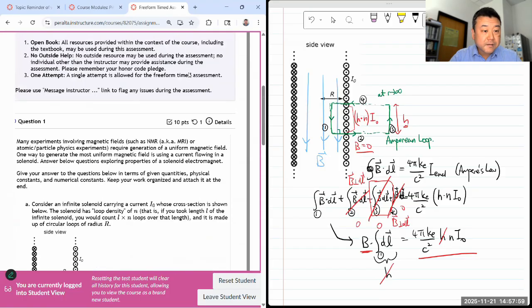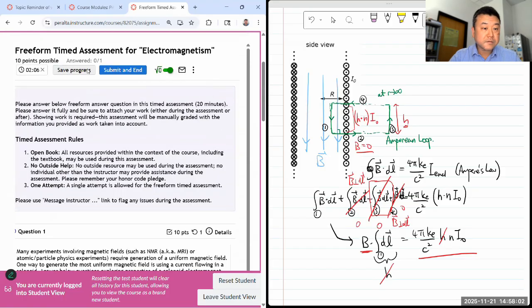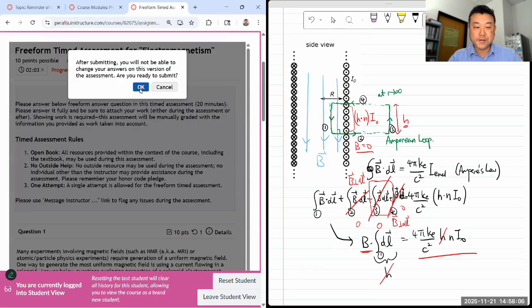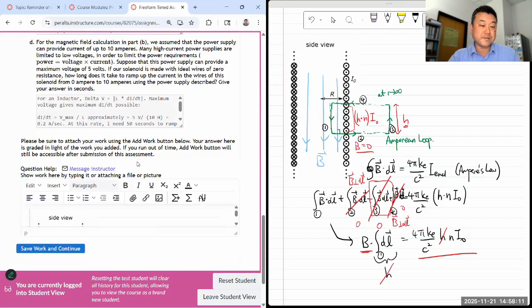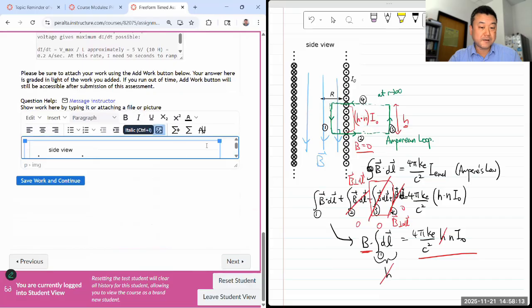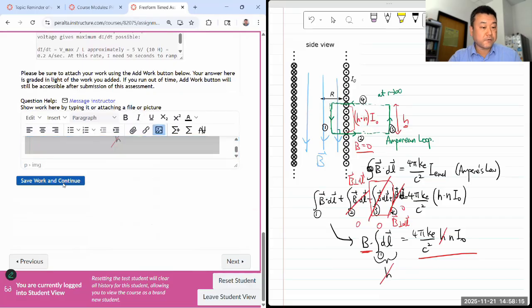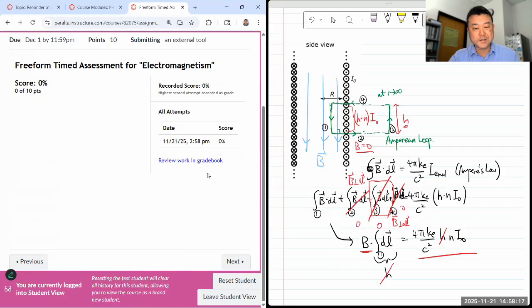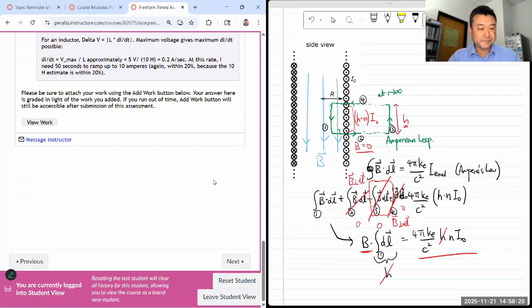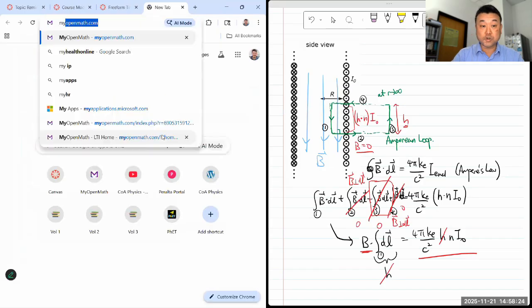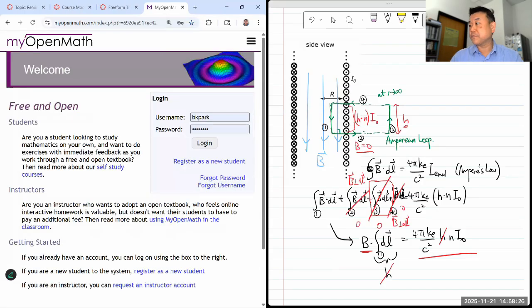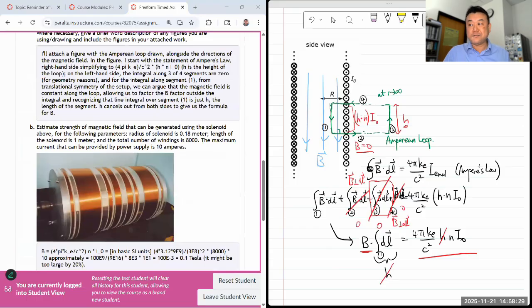I can't see my save progress. Yeah, submit and end. But I'll show you the answer key to make sure that I didn't make any serious physics mistake. So I did that. Yeah, so I can just save work and continue. It's going to be 0% because it's not due yet, so I don't have the answer key here. Let me go in as an instructor and then show you the answer key to make sure that I didn't make any serious mistakes.